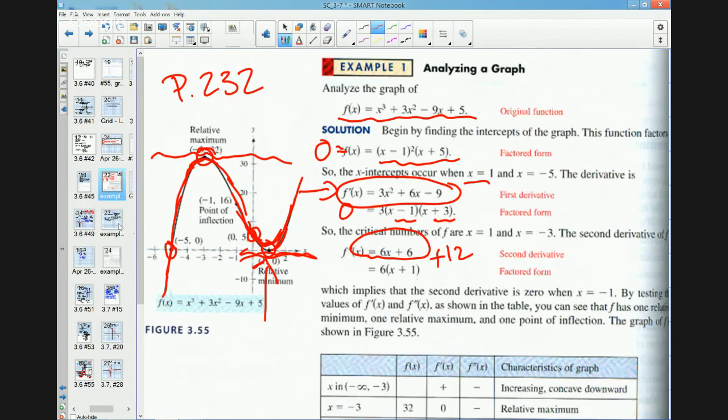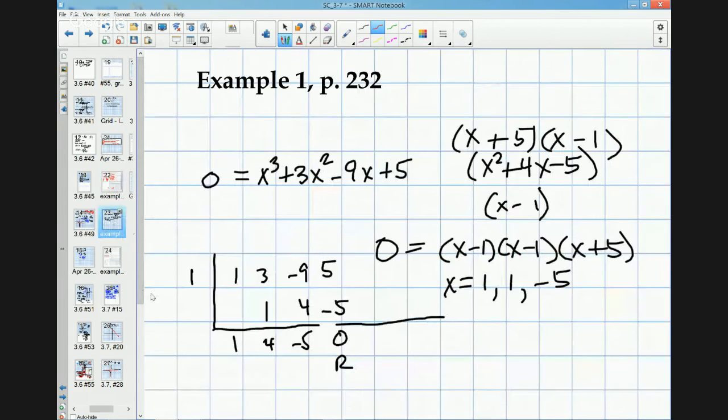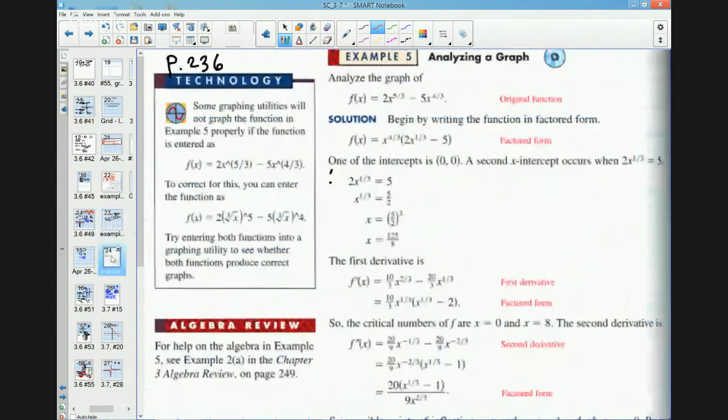Okay, let's take a look at another one here. This is the one we've already done. I'm just adding one feature here. This is one way we could have factored the thing. Once we knew that one worked, we could have done long division to find the other two factors. I guess that's all. I'm just going to mention that. I don't want to spend too much time on it.